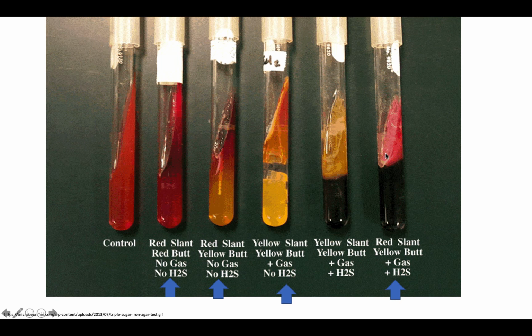So now we're left with these. We have two forms. One that is completely yellow, butt and slant, with gas and no H2S. So this is more likely E. coli. And then you have one that only produces acid in the butt. So this is probably only a glucose fermenter. This is probably some of the non-lactose fermenting, non-H2S producers. Probably we're looking at Shigella, for example.